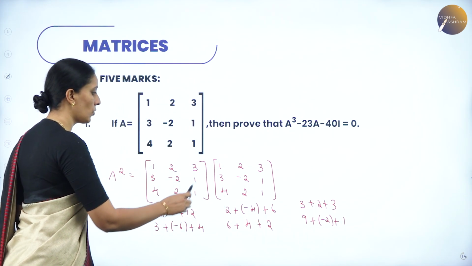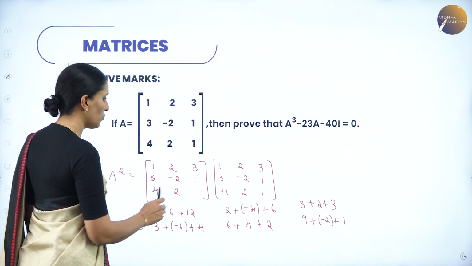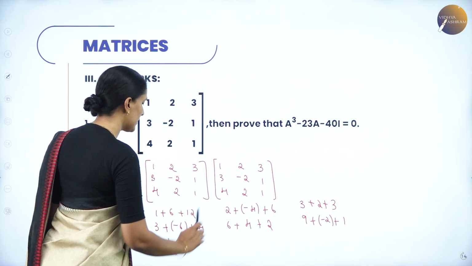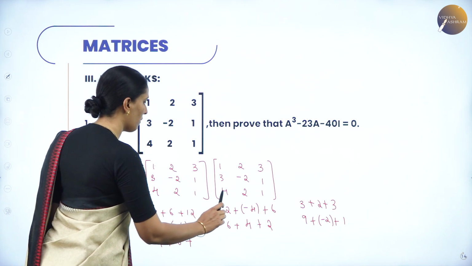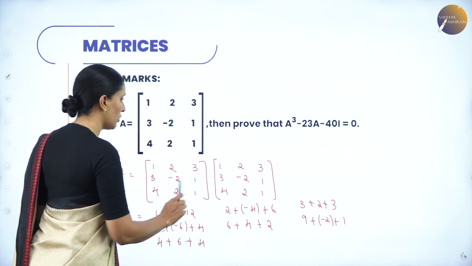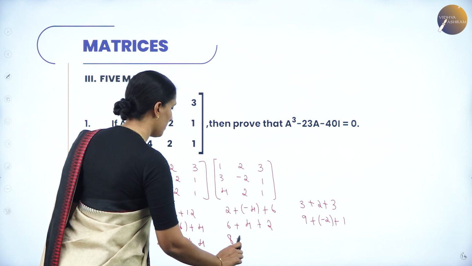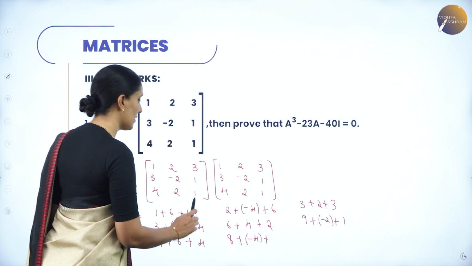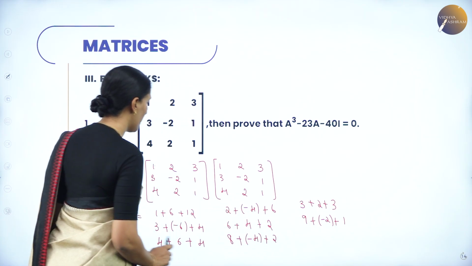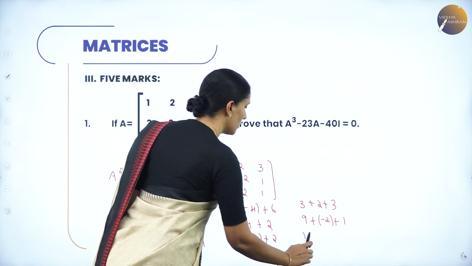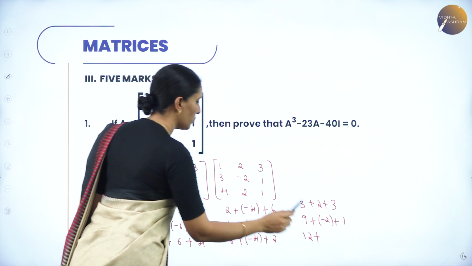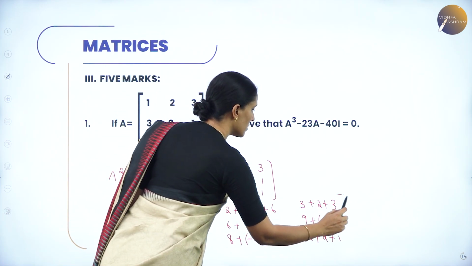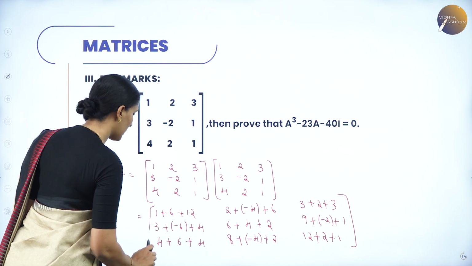Now with the last row with all the 3 columns, so 4 ones are 4 plus 2 threes are 6 plus 1 fours are 4. Next, 4 twos are 8 plus 2 into minus 2 minus 4 plus 1 into 2, 2. Next we have 4 threes are 12 plus 2 into 1, 2 plus 1 into 1, 1. So this completes the matrix multiplication.